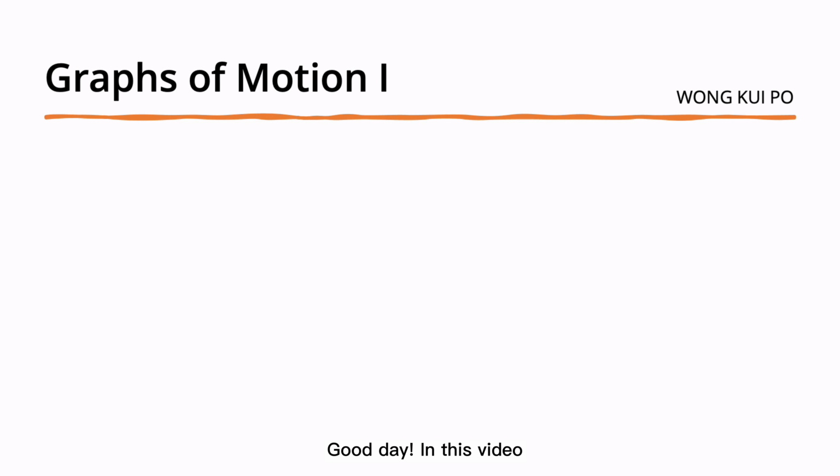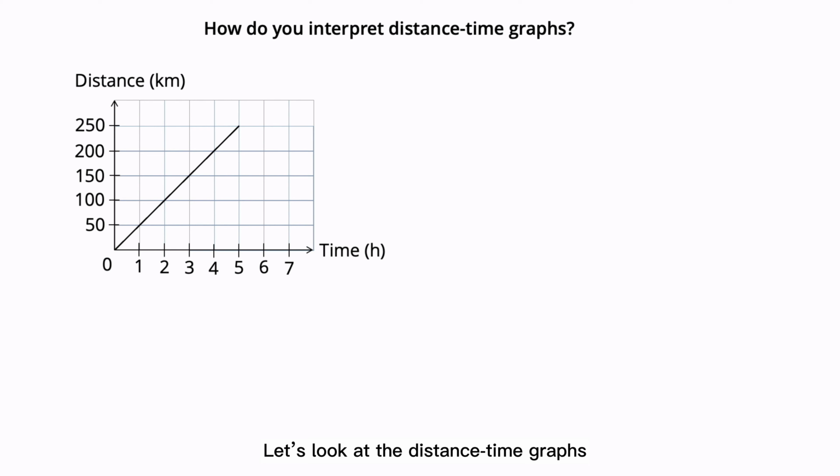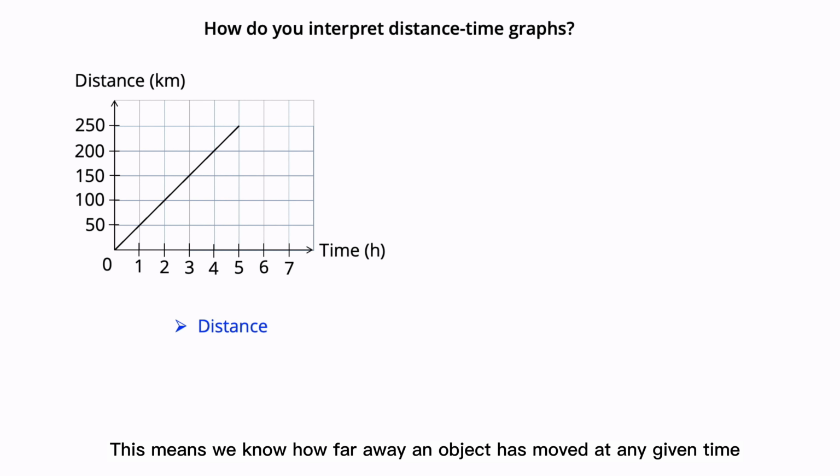Good day. In this video, we are going to learn how to interpret a distance-time graph and describe the motion based on the graph. Let's look at the distance-time graph. We see that our vertical axis is distance in kilometers and the horizontal axis is time in hours. For such a graph, we can obtain the distance covered at any given time. This means we know how far away an object has moved at any given time.